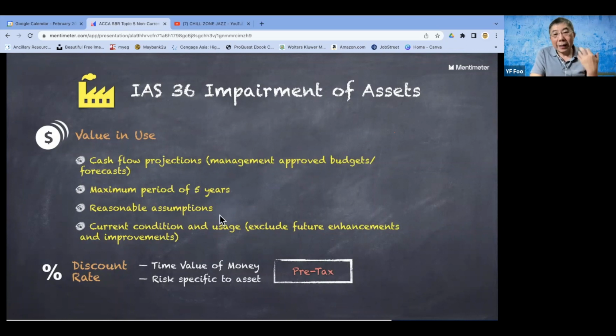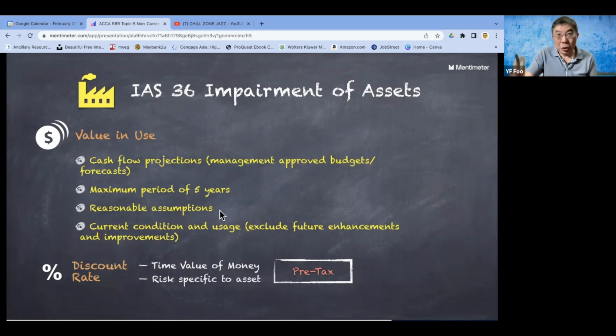And there must be reasonable assumptions. For example, you have to assume the growth rate of your revenue, which is the growth rate of your price and volume of sales, what the market is like, what the conditions are like, what the inflation is going to be like, and what the exchange rate is going to be like.